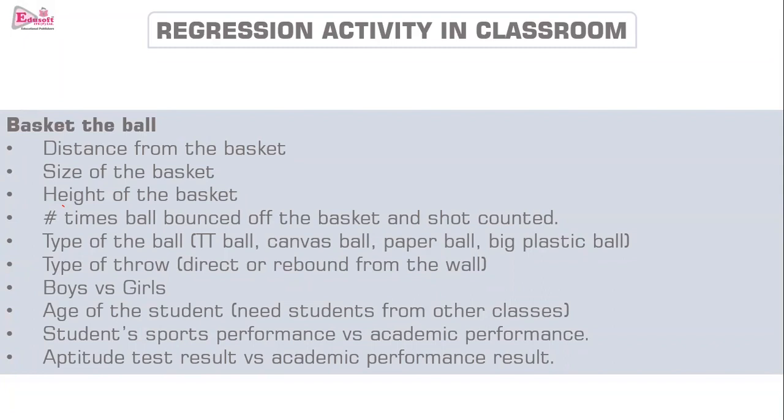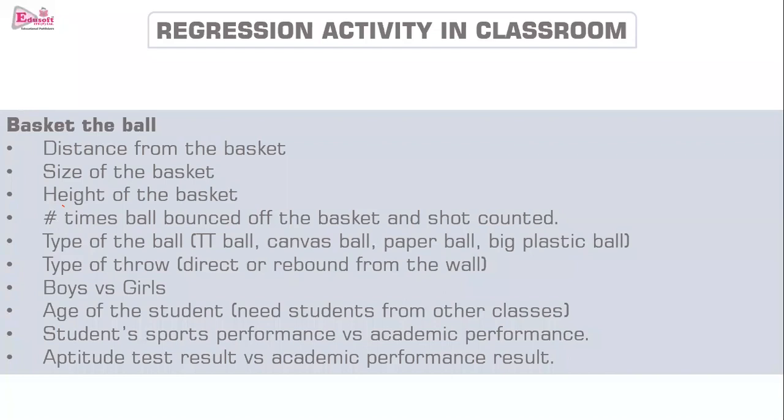What you can do is you can take the class into the field, take a basket and take a ball, and make the students basket the ball from a distance, let them play, and you note the data, or you involve the students in the whole activity. Ask some of the students to record the data, how many shots were inside the basket and how many outside. And on that data, you ask the students to perform regression or do some analysis.